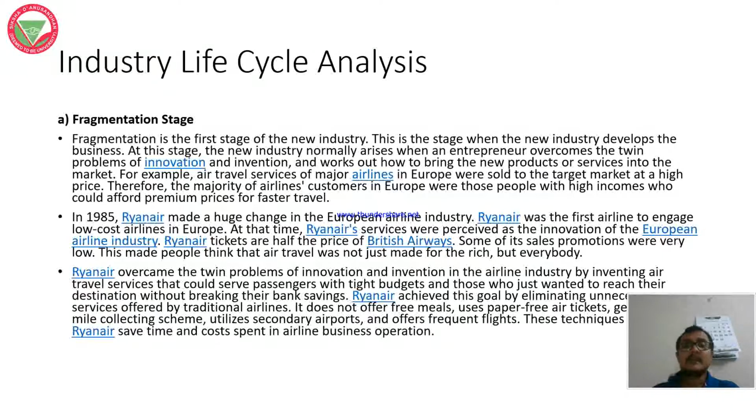At this stage, the new industry normally arises when an entrepreneur overcomes the twin problems of innovation and invention. When there is a new concept, a new business, when a brave heart comes to the market with a dream, there are two problems that he solves. One is the problem of innovation and another one is the problem of invention, and he works out how to bring the new product or service into the market.